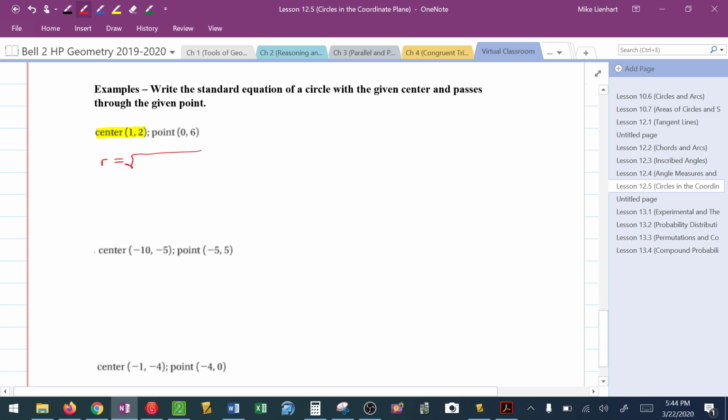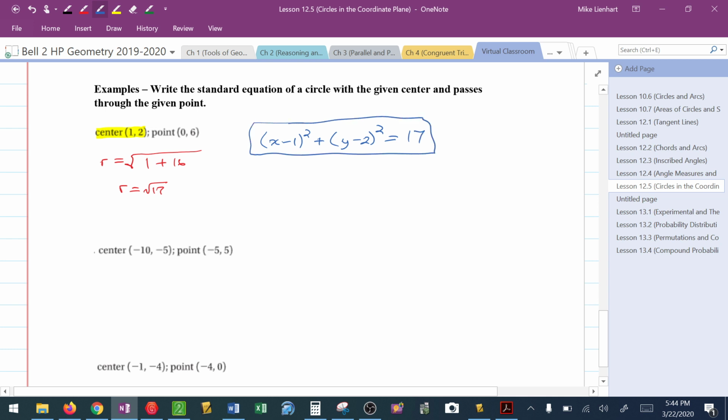So remember, here's the way I like to do it. I'm going to talk you through it. It'll make it fast and easy. All right? How far is it from 1 to 0? 1 squared is 1. How far is it from 2 to 6? 4 squared is 16. So I know that our radius here is the square root of 17. That tells me that this equation would be x minus 1 squared plus y minus 2 squared equals r squared, which in this case would be 17.